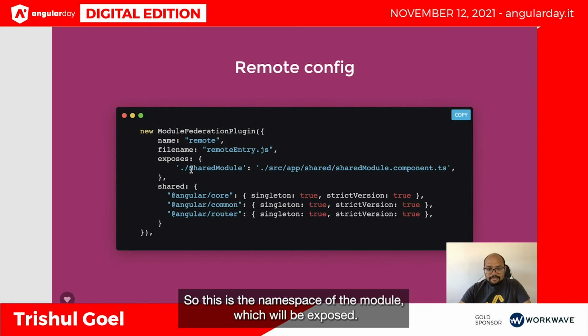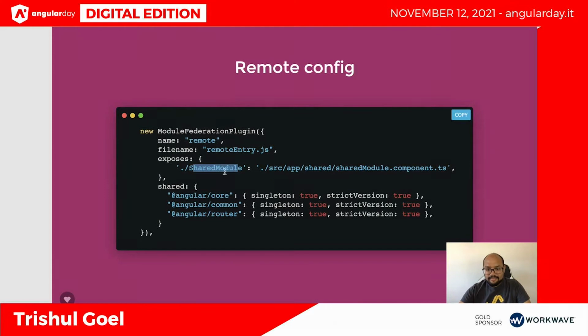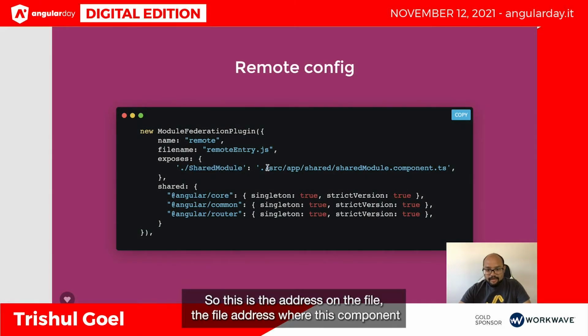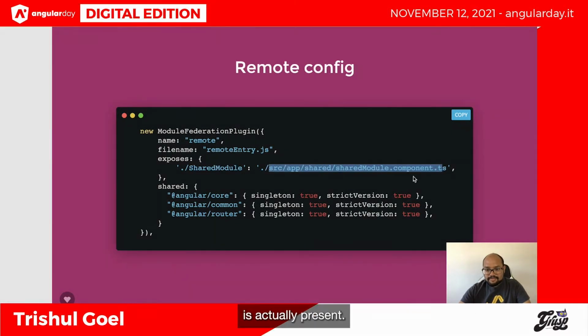So this is the namespace of the module which will be exposed. You can expose multiple modules within this namespace. And this is the file address where this component is actually present.